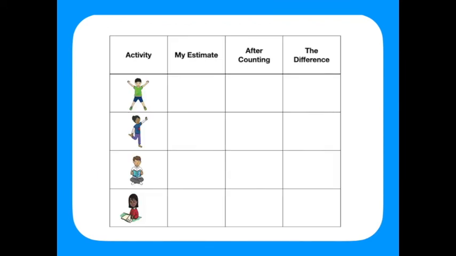And you could record all of this in a table, just like this one. You could make columns and rows. One column for the activity, another column for your estimate, your guess, then the next column, the actual result, and then try to calculate or work out the difference between your estimate and after you counted.